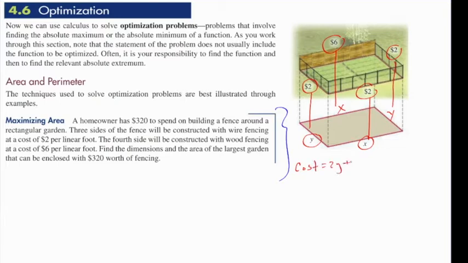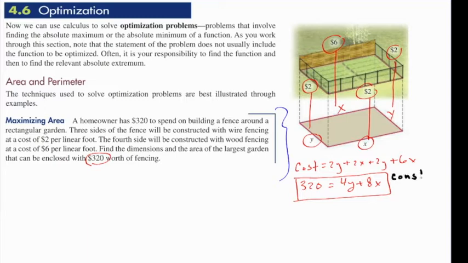So 2y plus 2x plus 2y plus 6x. And we can combine the like terms. That will give us 4y plus 8x. And the cost that we're going to be restricted to is $320. So this is our equation that we developed from the perimeter with the cost. And this is actually our constraint equation. This is what's limiting the dimensions of our garden, the cost limit.